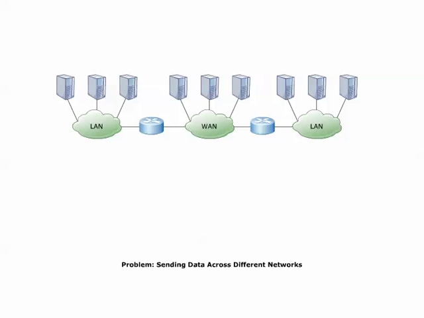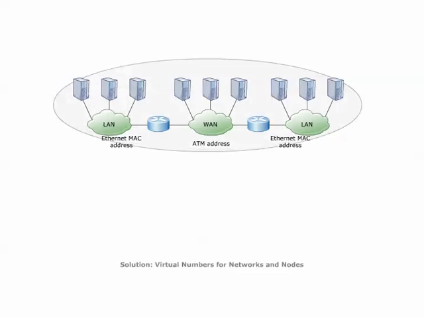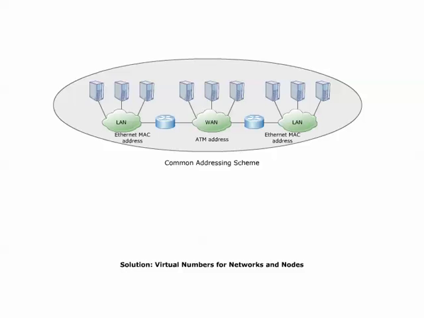The simple and elegant solution is to create a common addressing scheme for all nodes, regardless of the network technology. Give every network a unique ID number, and every node within each network another unique ID number. This way, a virtual addressing scheme, on top of the physical hardware-oriented addressing scheme, is created. This is what IP, the Internet Protocol, does.